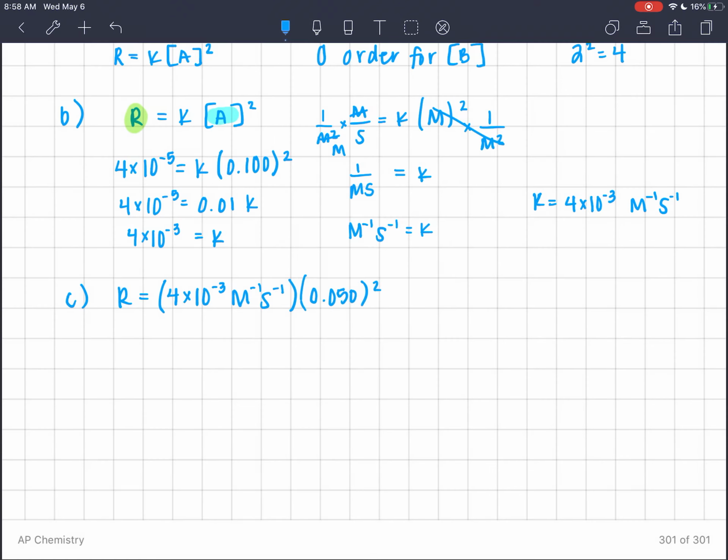0.050 squared. Hopefully my pencil doesn't die during this video, but times 0.050 squared. I guess I should put units on there to be consistent. This is molarity squared. When I multiply all of this, the numerical value I'm going to get is 4 times 10 to the negative 3rd times 0.050 squared, which is going to get me 1 times 10 to the negative 5th.